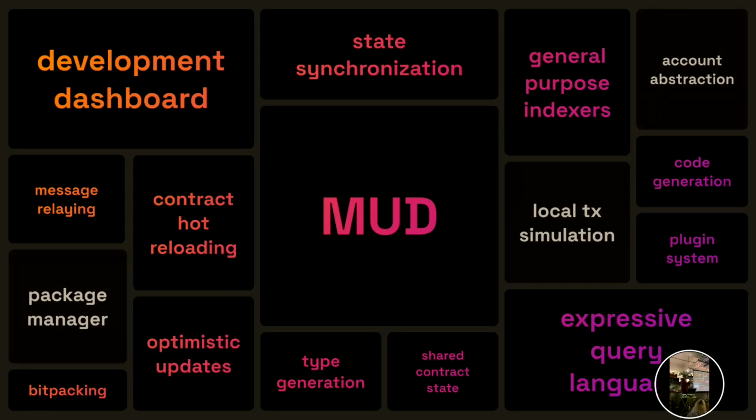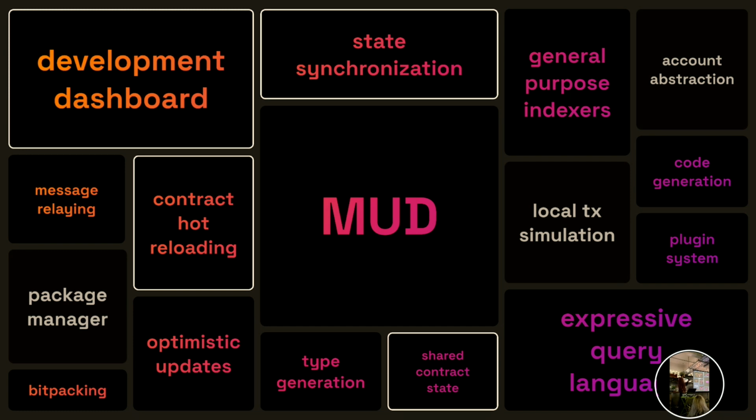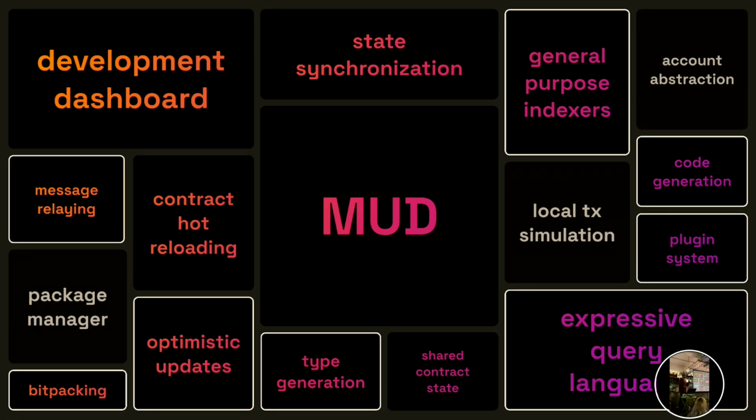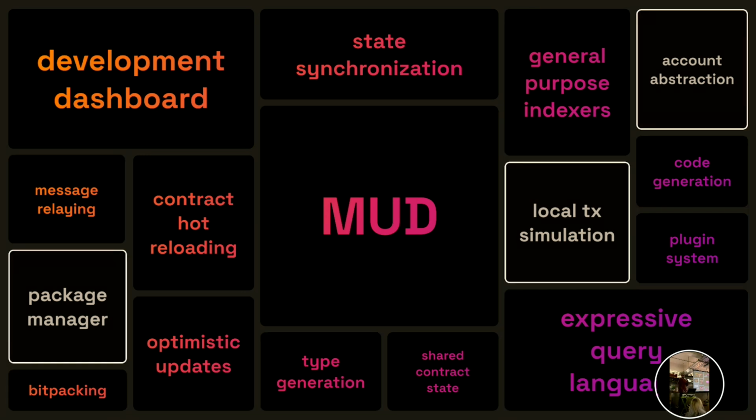And that is just a tiny glimpse into MUD. What we saw today here is the development dashboard, state synchronization, hot contract reloading, and shared contract state. But MUD comes also already today with message relaying, bit packing, optimistic updates, type generation, general purpose indexes, code generation, a plugin system, and an expressive query language. And there are other things that are grayed out here in this map, which are the things that MUD doesn't have yet, but we're actively working on.